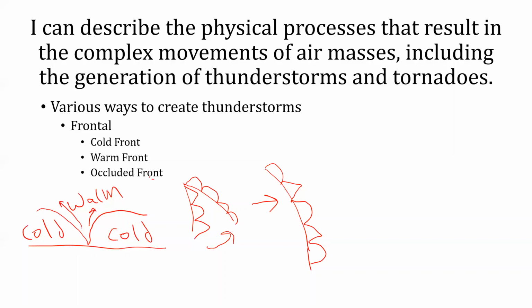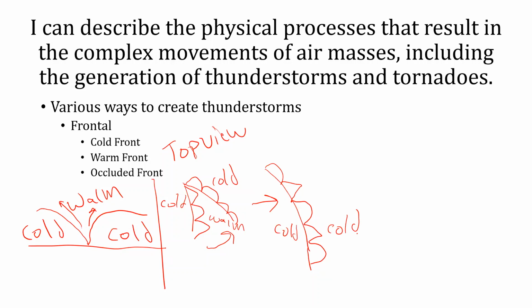So again, I've just gone to the top view over here. This is cold, warm, cold, and now it's cold, cold. Hot air has been forced out of that system. So that's what's going on with an occluded front, and it can bring bad weather, rain, storms, etc.